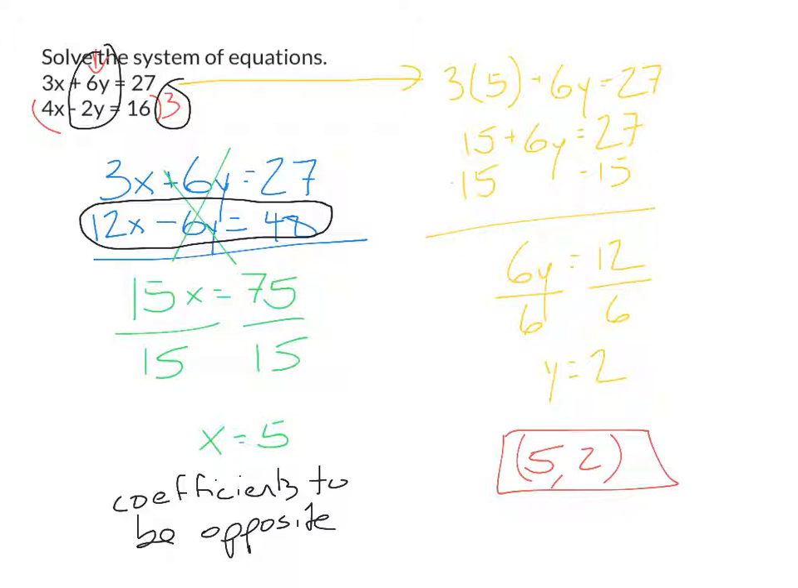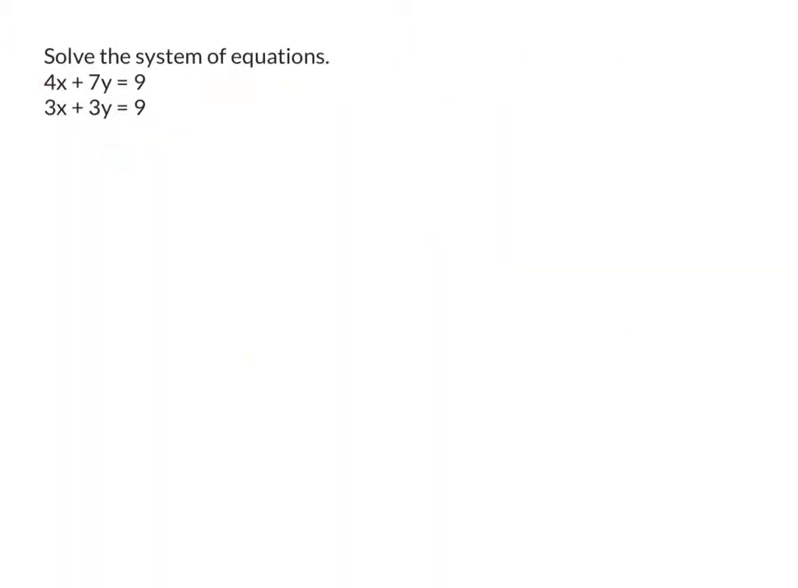Let's take a look at another one. In this problem, I have 4x plus 7y equals 9, and 3x plus 3y equals 9. Now, in this problem, again, if I add right away or subtract right away, none of my variables will cancel. So if I look at the 4x and 3x, I'll start with those. Is there something times 3 that gets me 4? Unfortunately, no. How about the y's? Is there something times 3 that gets me 7? At least not an integer, there's not. So that's unfortunate as well.